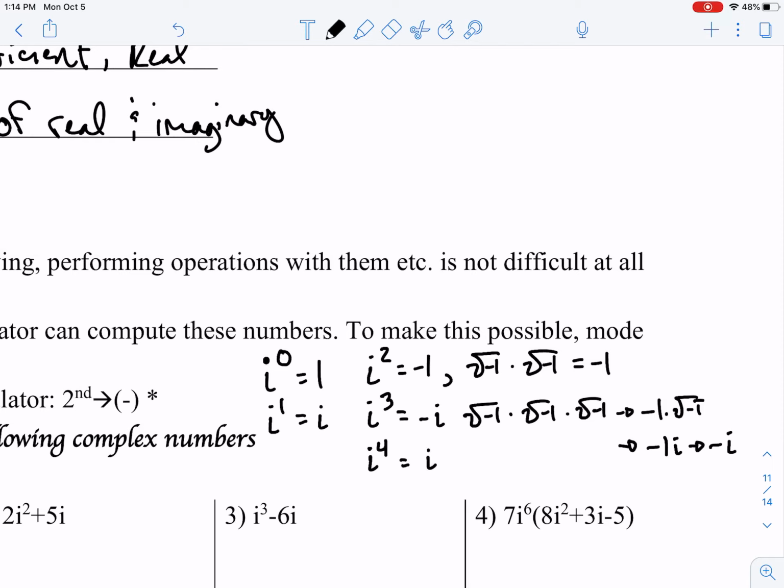And then I to the 4th is equal to 1, because of the following. Square root -1 times square root -1 is equal to -1, times square root -1 times square root -1 is equal to -1. -1 times -1 is equal to 1.